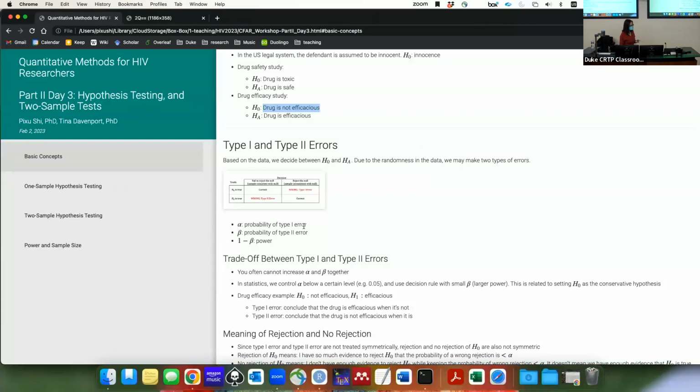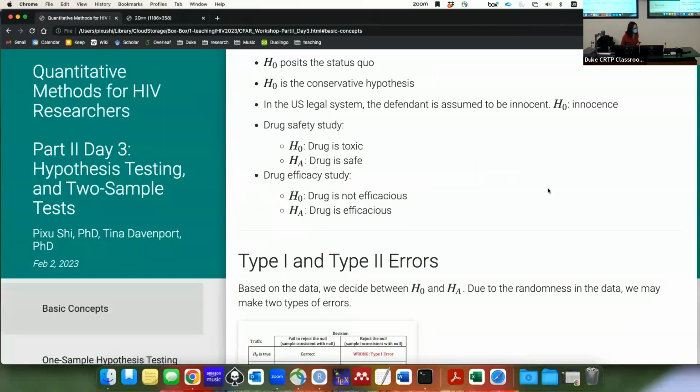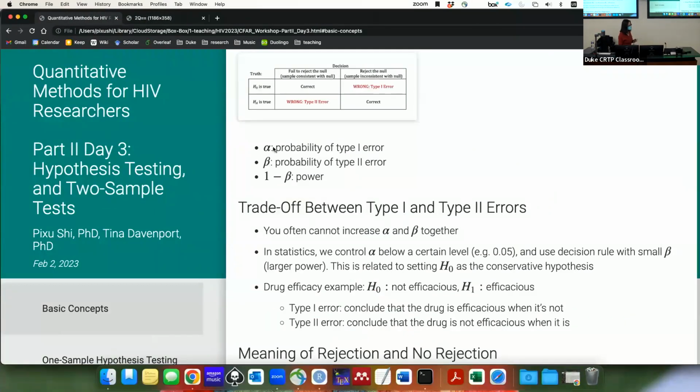And we will use alpha to denote the probability of type 1 error, beta as the probability of type 2 error. And 1 minus beta is the thing that you really like, the power to detect the signal in the alternative hypothesis. We would love to have both alpha and beta to be small. That would be a very good statistical test.